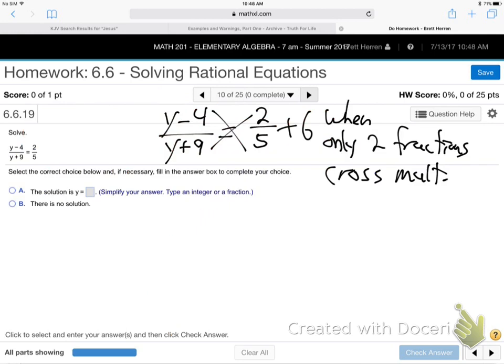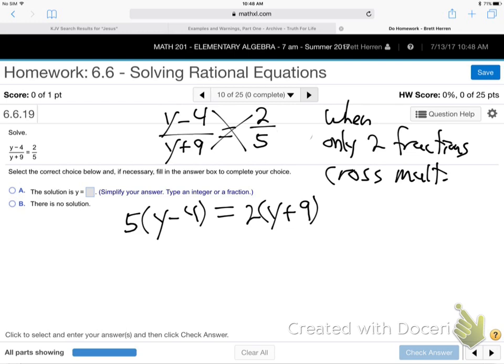But if you just have two fractions, like we do here, just one fraction each side, just cross multiply. So what do we got? 5 times y minus 4 is 2 times y plus 9. Diagonal, diagonal. Cross multiply.